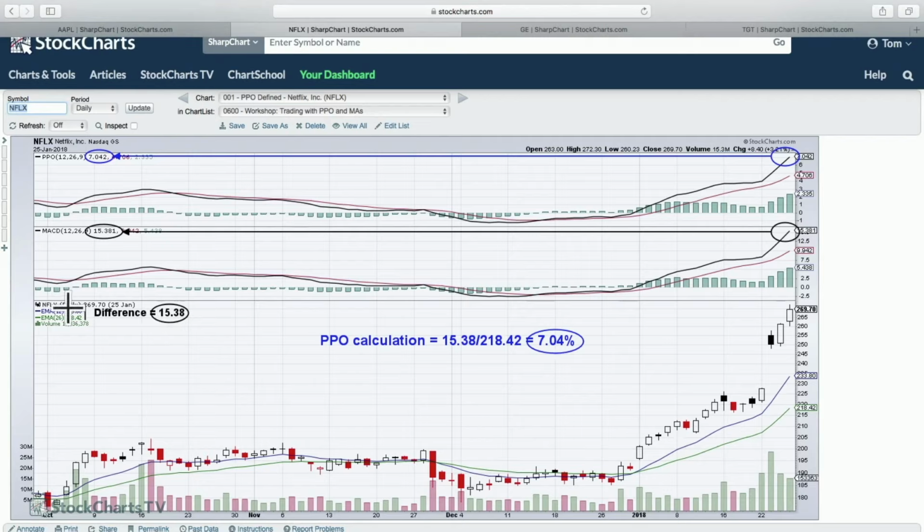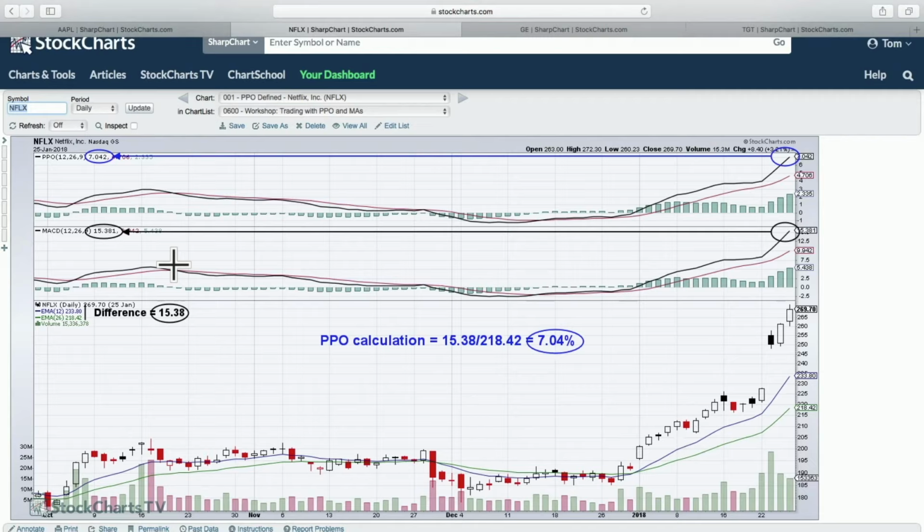So your 12 day EMA, in this case, is 7.04% higher than your 26 day EMA. And if you look at the PPO, there it is on the scale, 704, and there's your calculation, 7.042. So it's really simple, and laying it out on a chart, I think, maybe helps you to understand it a little bit better.